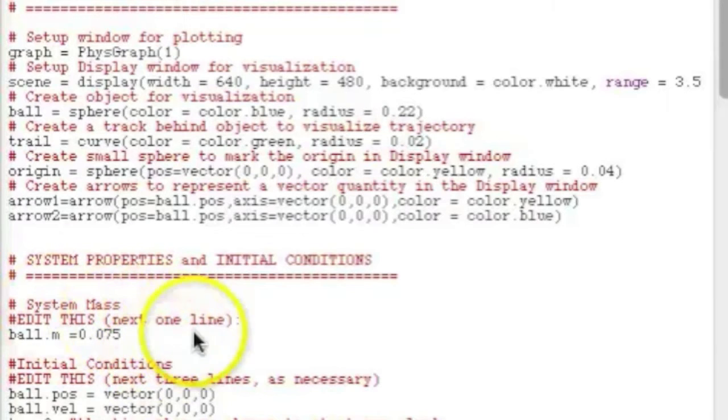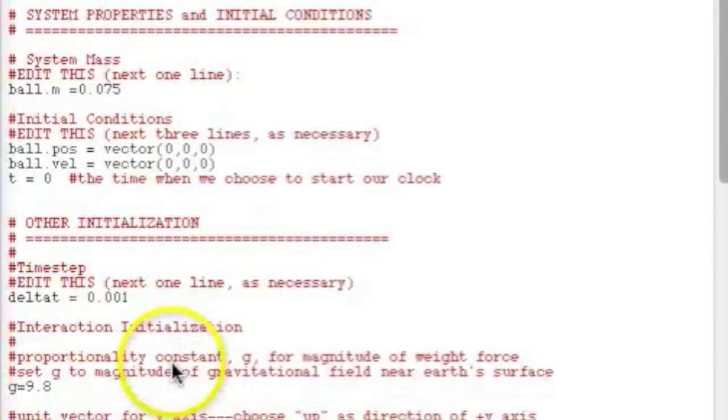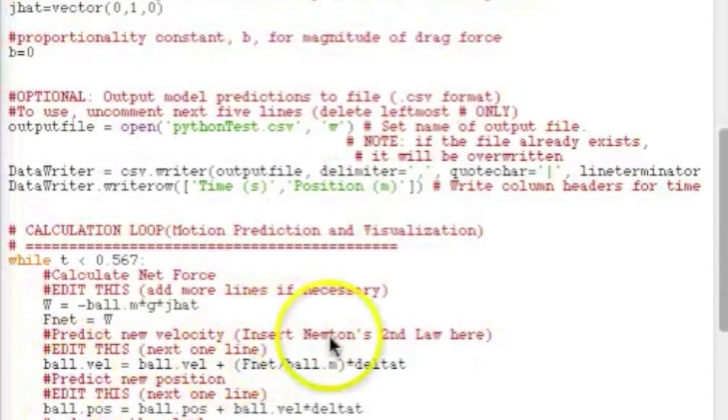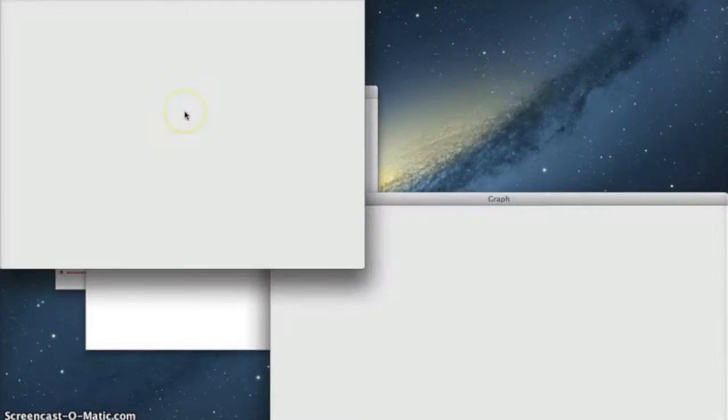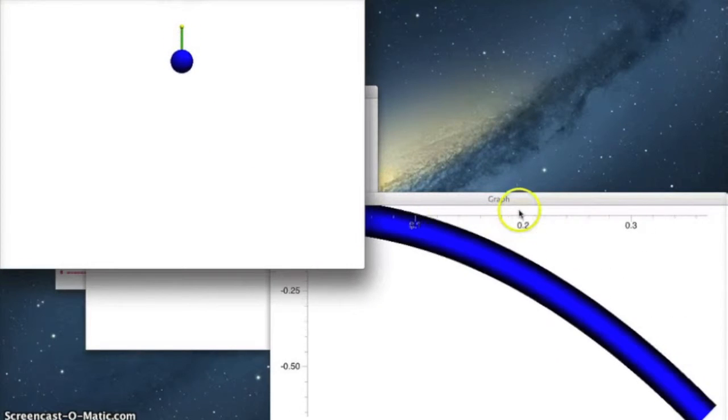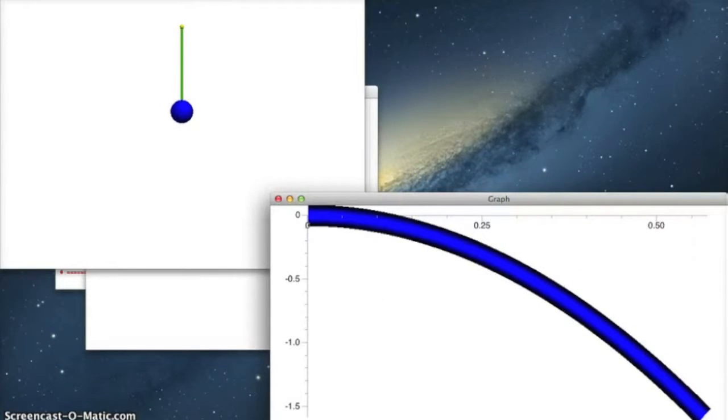The ball's mass is indicated in the code here, and along with the gravitational constant, Newton's second law is applied with the following equation as we learned about in Lab 1. When the code is run, with the weight force being the only force yielding the net force, the following model appears. The model's prediction is not the same as what occurred in the experiment.